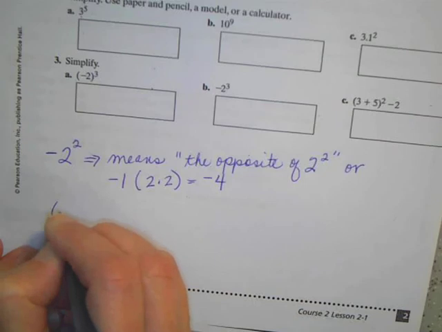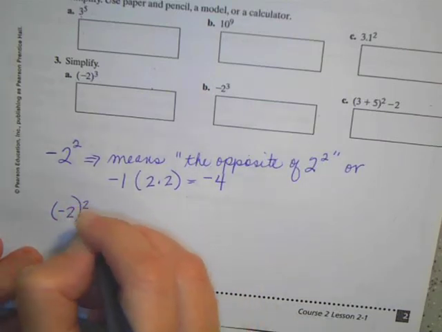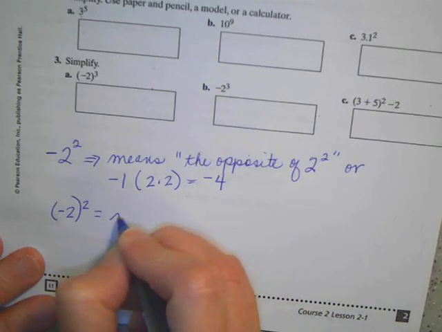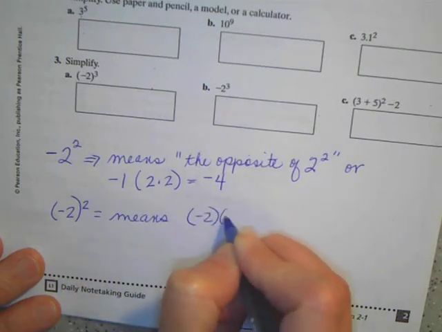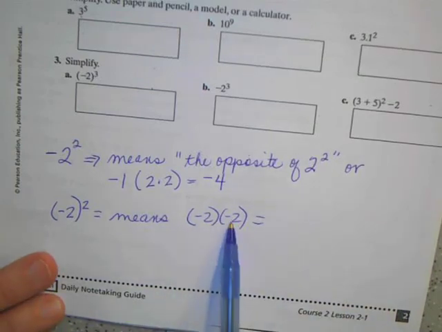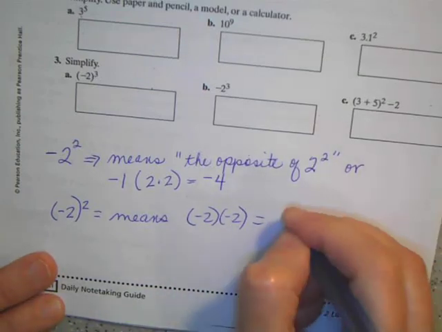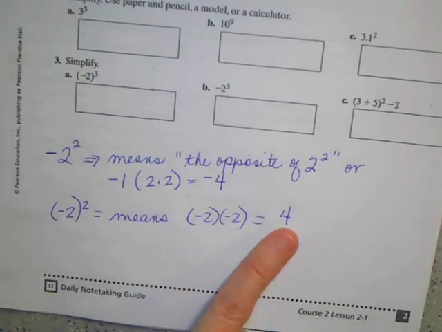Back to something we had in an earlier question, one of our quick checks. This means -2 times -2. It in fact literally means that -2 is going to show up as a factor twice, and this would give us a +4. The sign on this is determined by the number of negative factors you have. Because this gives me 2 negative factors, my answer is going to be +4.